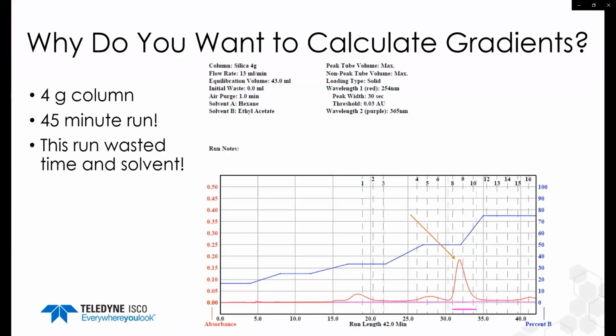Here is an example where a scouting run would be useful. A 4-gram silica column shouldn't need 45 minutes to run. The user kept adjusting the gradient during the run because they weren't sure what solvent conditions would elute the compound. The compound eventually did elute, but after a very long time.